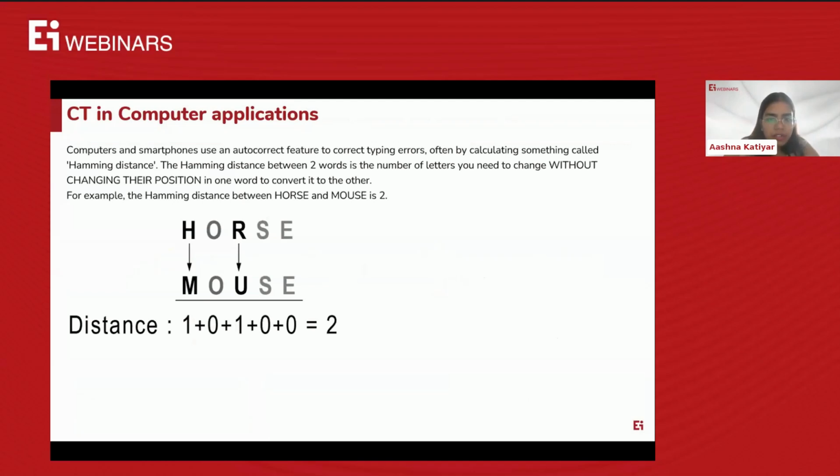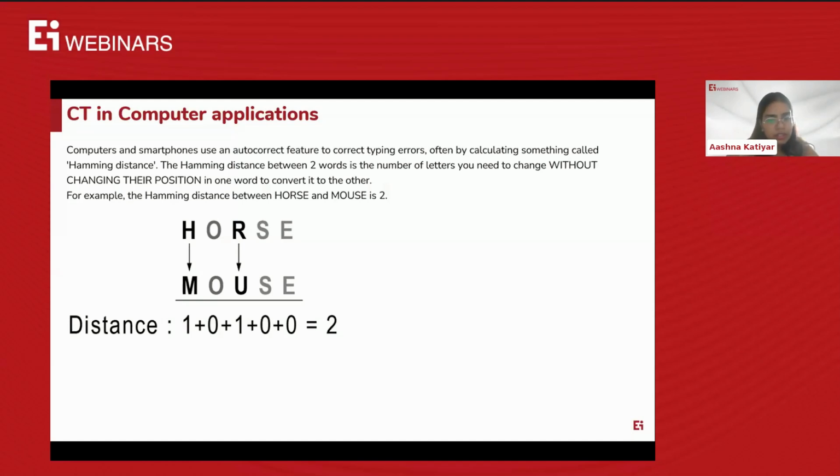Computers and smartphones use an autocorrect feature to correct typing errors, often by calculating something called Hamming distance. Now, the Hamming distance between two words is the number of letters you need to change, without changing their position, in one word to convert it into the other. So for example, the Hamming distance between horse and mouse is 2. If you have to change the word horse to mouse, you have to change the letter H to an M and then the letter R to U. So the distance would be 1 for H to M and then 0 because you don't have to change the letters O, S and E, and then 1. So the total Hamming distance for this word is 2.